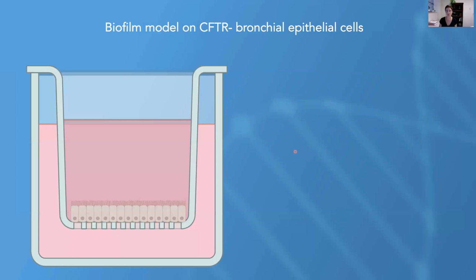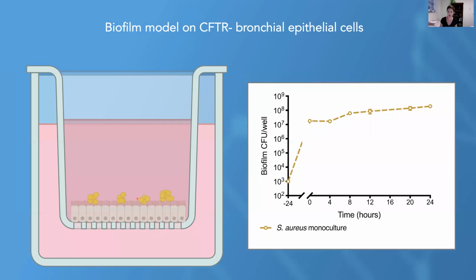And so one of the ways that my lab studies Pseudomonas and Staph and co-infections and tries to answer this question is through a biofilm model on CFTR deficient bronchial epithelial cells, where we can grow a polarized monolayer of epithelial cells, and we can infect them with Staph aureus and let Staph attach and grow and form microcolonies over time, and we can monitor the CFUs as these biofilms grow.